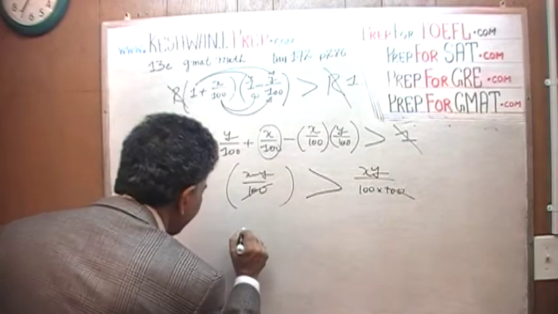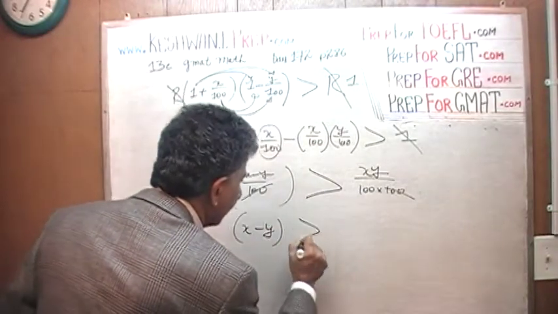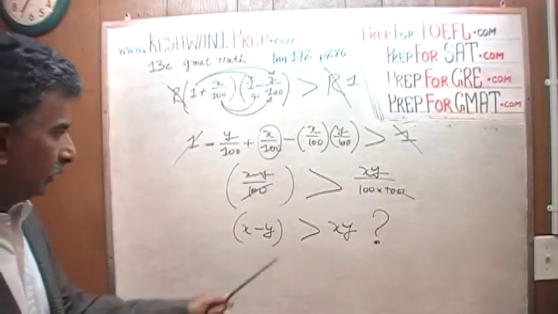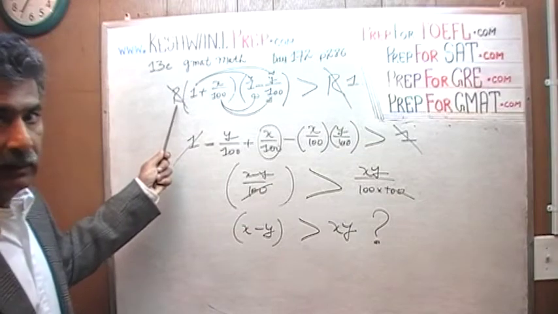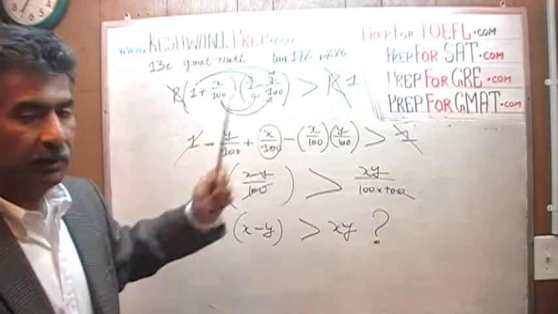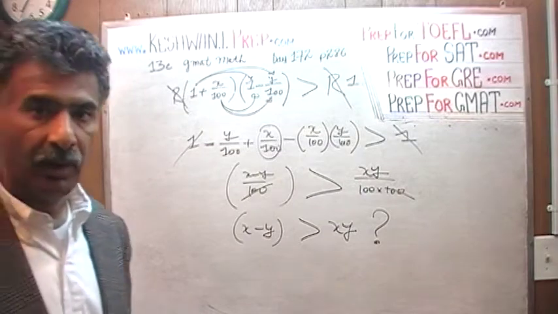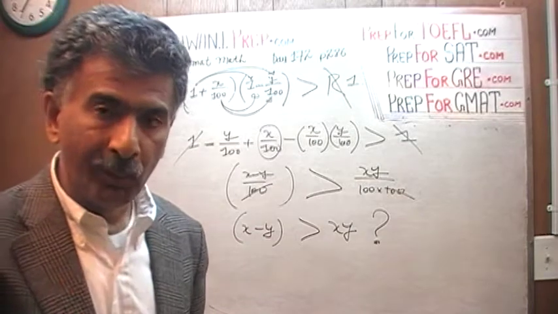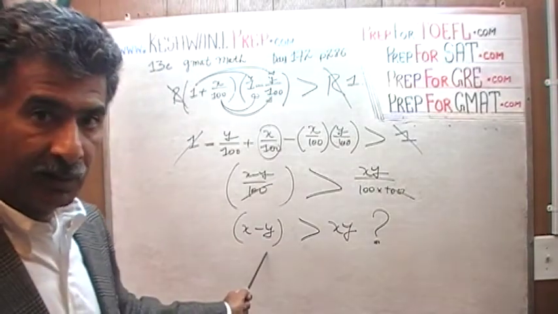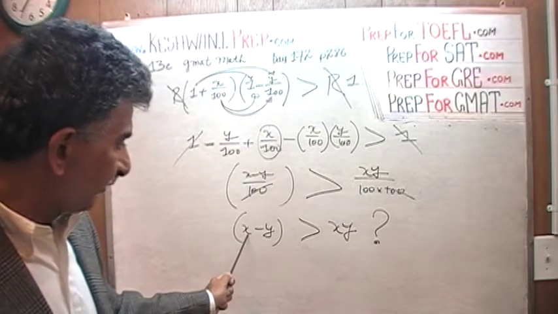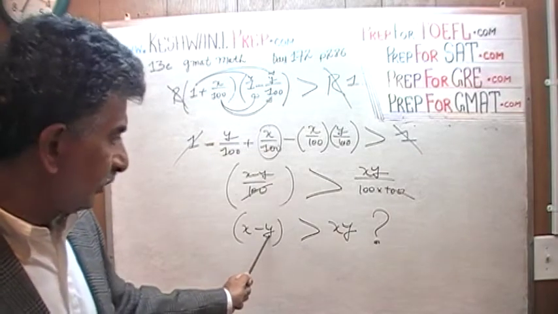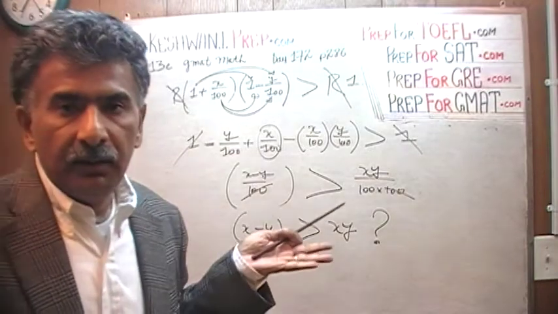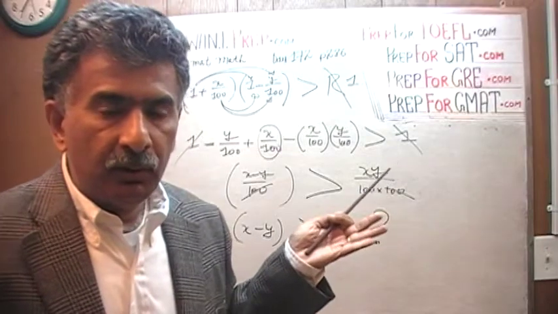And what are we left with? We are left with x minus y is greater than x times y. This is the question mark for us. This is what we need to know. If this is true, then the final rent has to be more than the original rent. The question was, did the rent go up? Rent will have gone up if this condition holds. If the difference between the original percentage change and the new percentage change is greater than their product, then the rent over the 2-year period will have gone up.